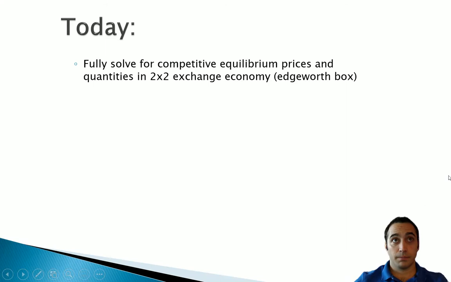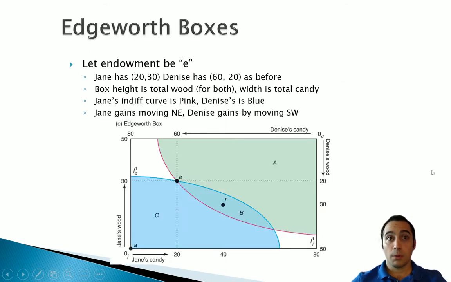Let's learn some econ. So today's goal is to show you how to fully solve a 2x2 exchange economy, i.e. an Edgeworth box. You'll remember that the problem is defined as thus. Jane has 20 candy and 30 wood at the moment that she wakes up on a desert island, and Denise wakes up holding 20 wood and 60 candy. They have preferences represented by indifference curves like this, and they try to figure out how to optimally ration their candy and wood between the two of them such that they are as happy as possible.